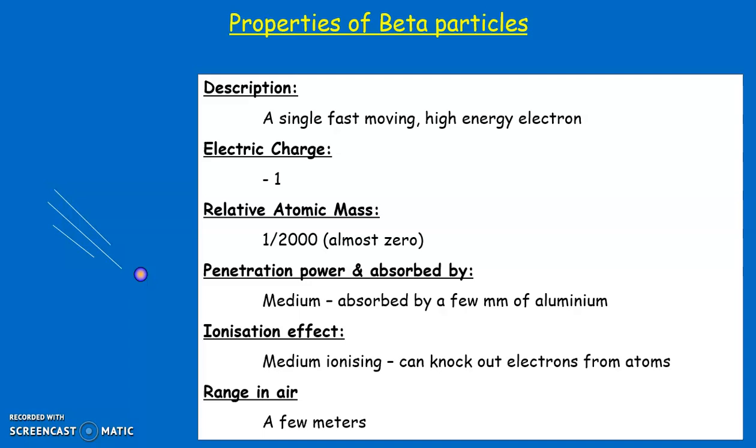Beta is medium penetrating power. It will go through your skin, it will go through paper, but it'll then be absorbed and stopped by a few millimeters of aluminium. Ionizing power, remember, this is how easily you can knock out electrons from any atoms it collides with. It's medium ionizing, beta. It can knock out electrons from atoms, not as easily as alpha, but it can do. Range in air is a few meters. It can travel a few meters if nothing got in the way.